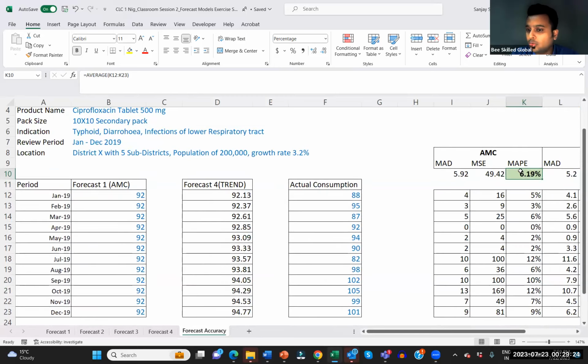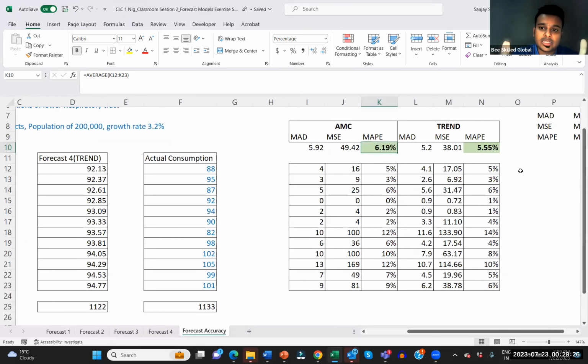Okay, this is simple, and this is done like this only. So there is no other way to do it. So you can simply use this format as well. You just need to add your own forecasts, add your own consumption, figure out the monthly error, and then average them out for any series that you're looking at. This is how it is done. It is as simple as this.